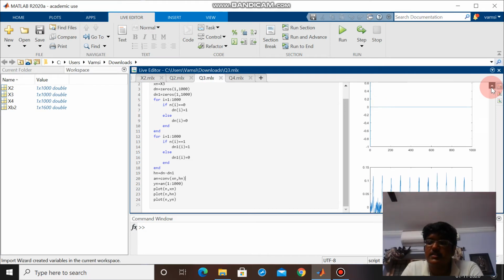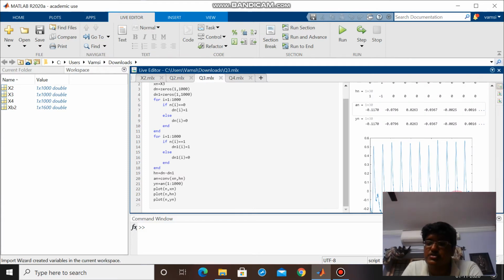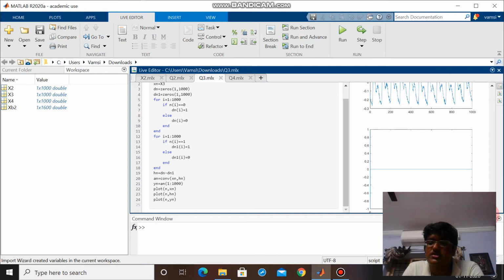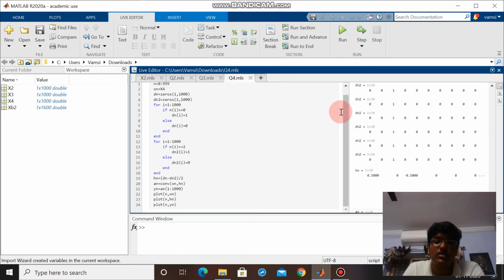So as you can see here, this is our input signal x3. Let me show it to you clearly. This is the input signal x3, which is xn, and this is the impulse response, and this is our final output response, that is yn. So let's get to question number 4.